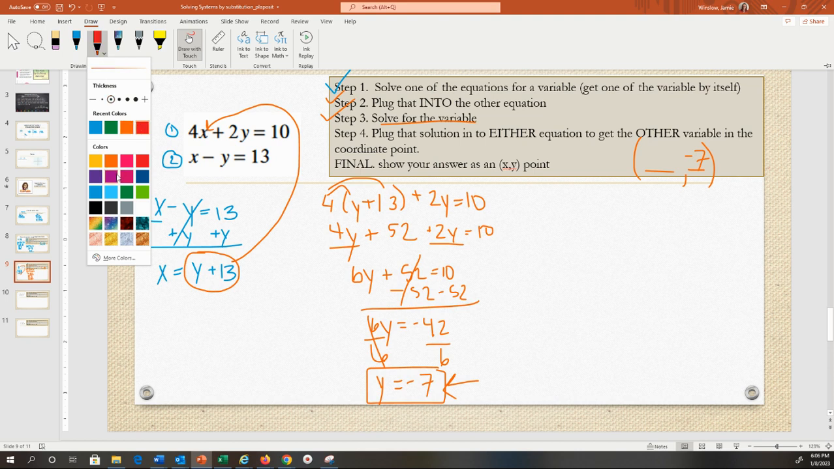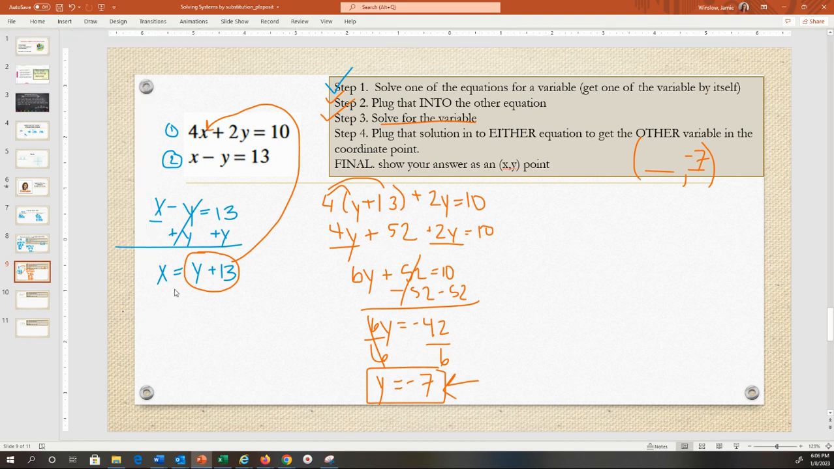So let me grab another color. This is where you get to choose. You can plug this into any equation. You can plug it into number 1, number 2, you can plug it in here. We're trying to solve for x, so I think we should plug it in here because this is already solved for x. So instead of y, I'm going to put -7. But you can put it anywhere and you'll get the same answer. And then you should get 6. x is 6.